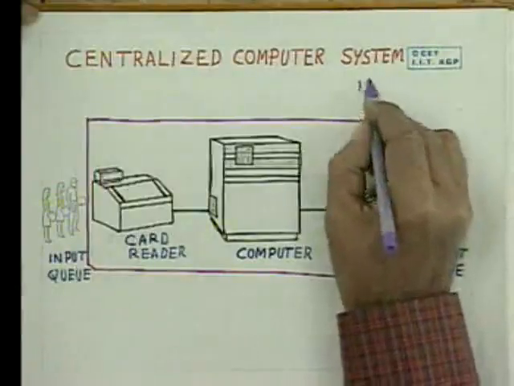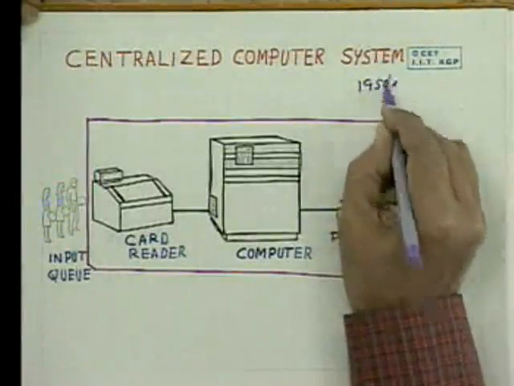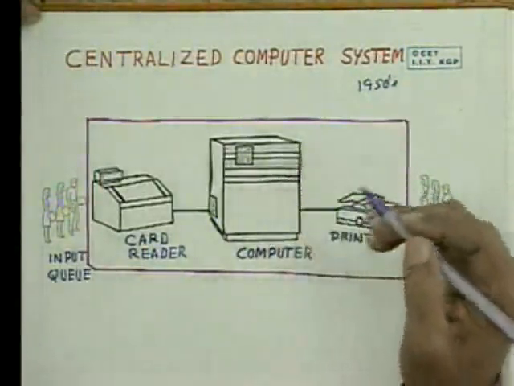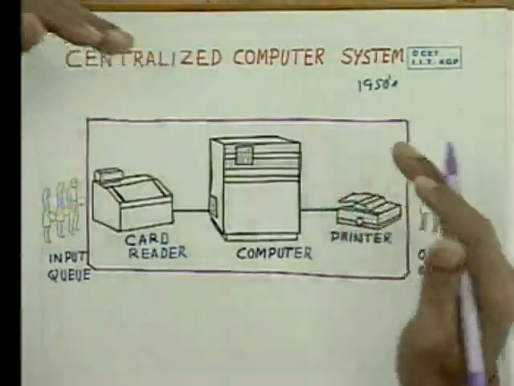In the early years, the scenario was like this. That means in the 1950s, the computers were made of vacuum tubes. They were very large in size, consuming lots of power. They were operated by trained personnel, like programmer, system analyst, system programmer, and so on. To common users, computers were a mysterious object.